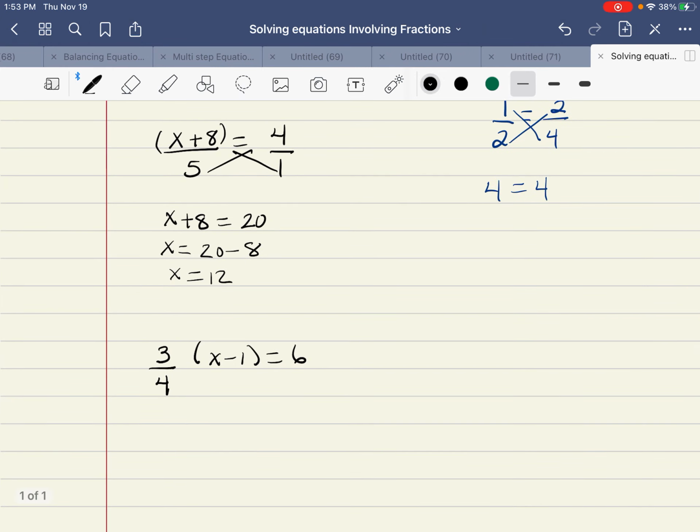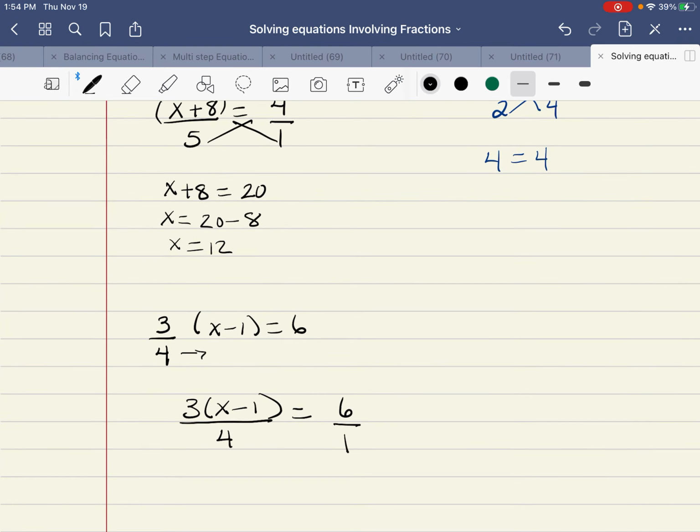Likewise, for this question here, I've got 3 over 4 bracket x minus 1 equals 6. If I wanted to, I could expand by 3 over 4. I could change it to decimal 0.75 if I don't like working with the fraction. A couple different things I can do. However, what I can also do is take that 4 and slide it underneath the x minus 1. This is still an equivalent version of 3/4 times x minus 1. And now I've got a fraction over 4. I can make 6 a fraction over 1 and do that exact same cross multiplying.